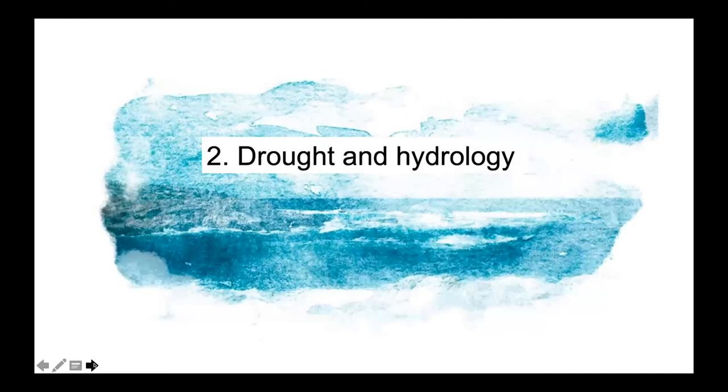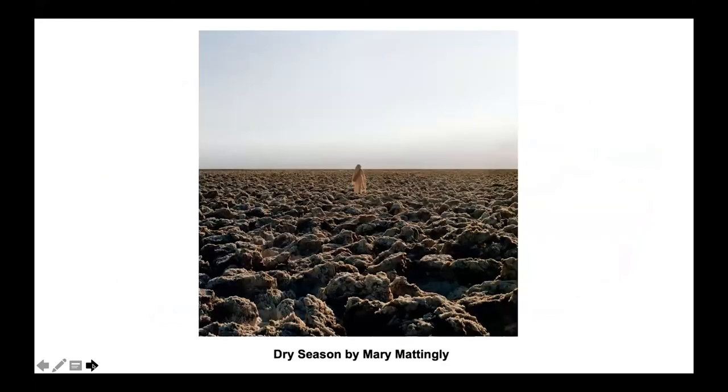The next connection that I'm identifying between overshoot and water is its impact on drought and hydrology more generally. And so most of these impacts are going to be generated from climate change. So here you see Dry Season by Mary Mattingly. Drought is something that, as someone who lives in Northern California, I deal with on a daily basis. And I can say the last several years have been much worse. And so unfortunately, in areas of the world where there's much less water security and access to fresh, clean water, this is going to be a burgeoning crisis.